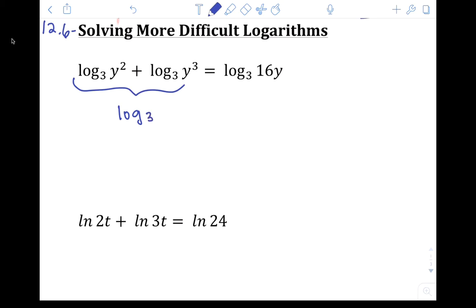This becomes log base 3 of, remember, whenever you're adding, you condense back through multiplication. And when you multiply the variables, you add the exponents. That's base 3. So, easy. We have the same log on both sides. We drop the logarithms.